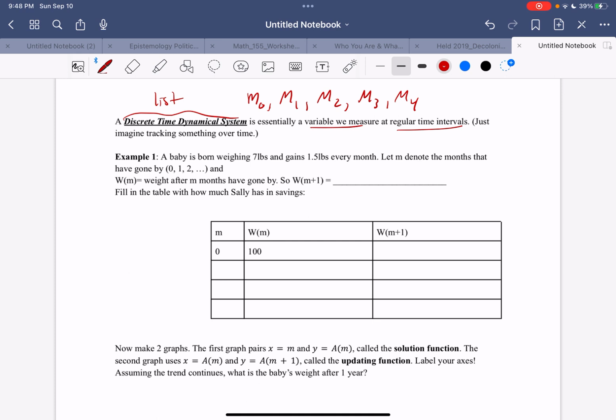All right, now I have a bunch of typos on this worksheet. I'm so sorry. I didn't have a lot of sleep when I made it, and I was editing one from last year. So, all right, here we go.